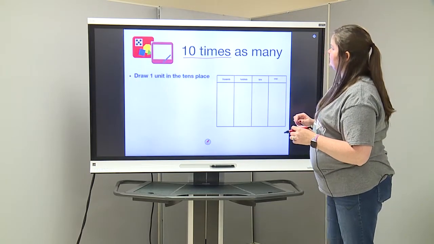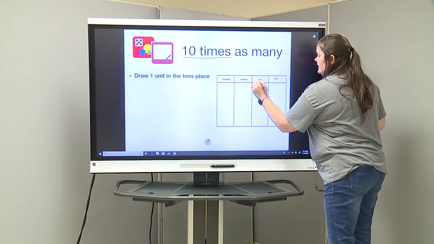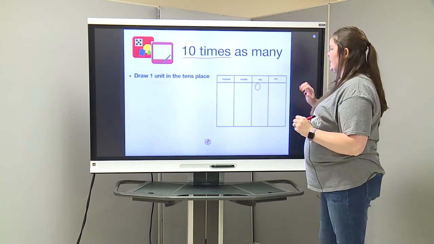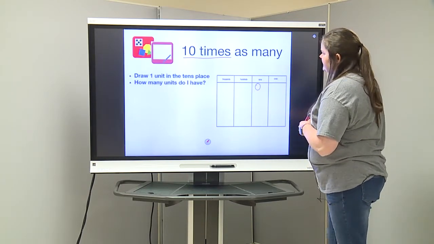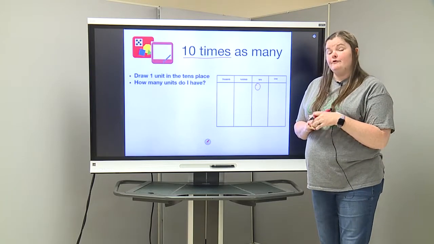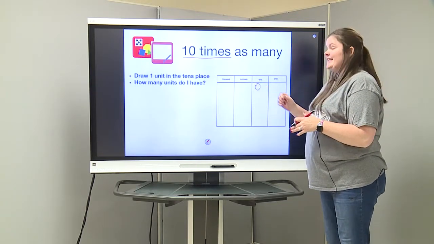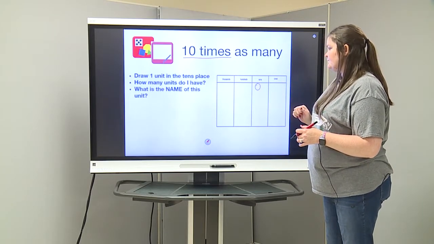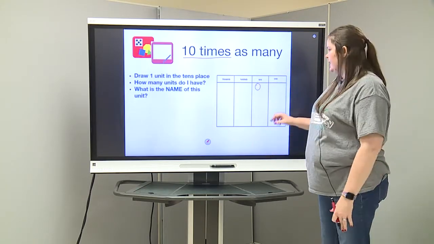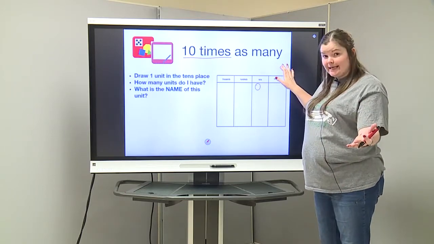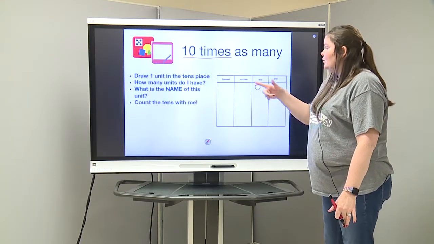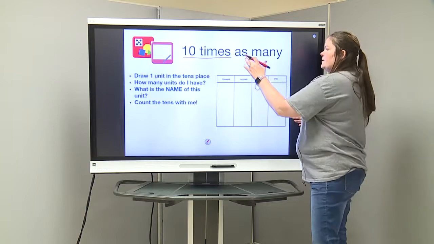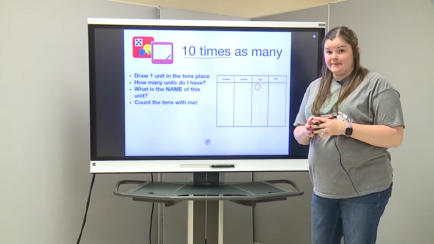So they first want us to start with 1 unit in the tens place. So there's our 1 place value disc. And it says, how many units do I have? Well, I have 1 unit of 10. So I have 1 ten so far. And then the name, again, would just be 1 ten or 10. And then we're going to multiply that times 10.